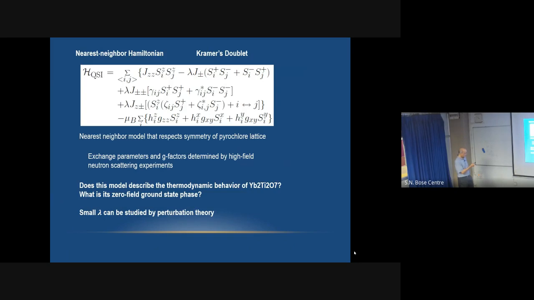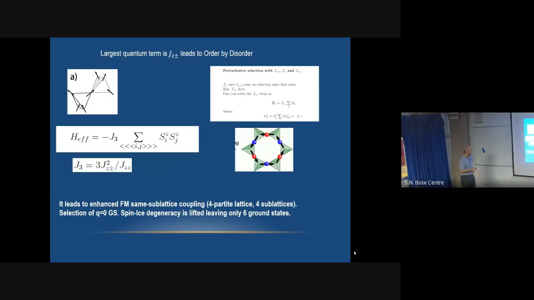Unfortunately, what happens in these parameters is that it turns out that we want this one to be largest. Among these 3, the largest turns out to be this one over here. The JZ plus minus actually turns out to be larger than these parameters. And that's not a good thing because it leads to order by disorder. Remember, I was telling you about something else can happen.